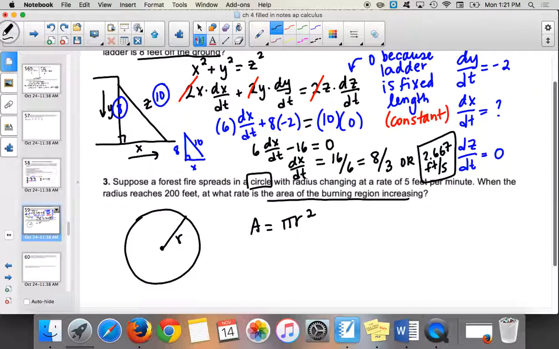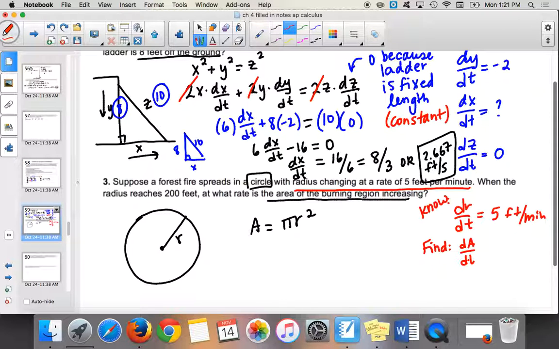So let's think about what we're trying to find. We said the radius is changing at a rate of 5 feet per minute. That's our dr over dt. Sometimes it helps to write down what we know. So we know dr over dt is 5 feet per minute. And what do we want to find? We want to find dA over dt at a certain point in time, right? So when r is equal to 200.